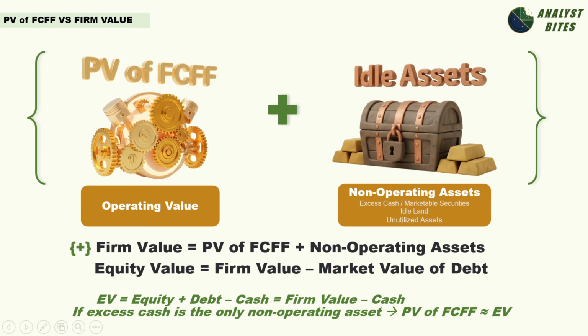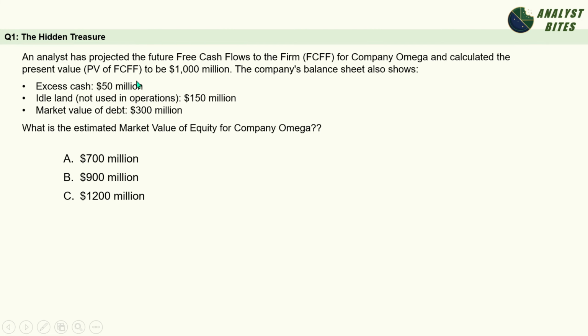And only if a company has no idle cash and no other non-operating assets will firm value equal PV of FCFF equal enterprise value. They are only equal in this ideal state. Otherwise, you must keep their differences in mind. Let's use one last example to consolidate this core logic.